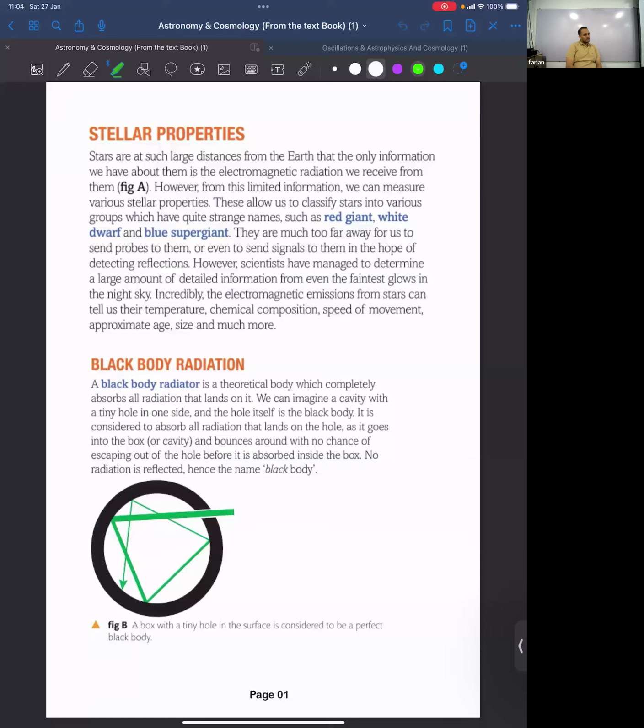Okay. You know Doppler's effect, right? So what is Doppler's effect? When a source of wave is moving towards us, the observed frequency is more than the actual frequency, and the observed wavelength is less than the actual wavelength. If a source is moving away from us, the observed frequency is less than the actual frequency, and the observed wavelength is more than the actual wavelength. That is Doppler's effect in simple terms.